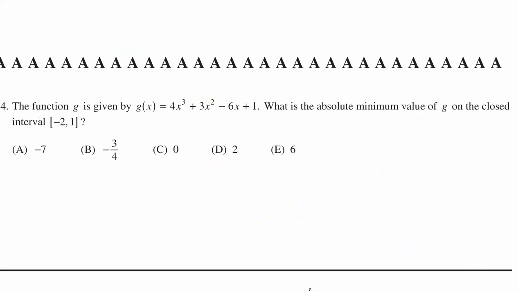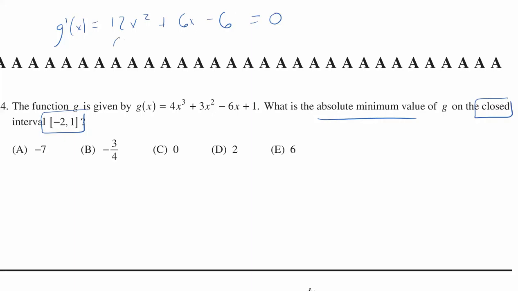Look at number 24. The function g is given by g of x is this. What is the absolute minimum on the closed interval from -2 to 1? So to find critical points, we want to set the derivative equal to 0. So let's go for g prime of x is 12x squared plus 6x minus 6. Set that equal to 0. Factor out the 6. 2x squared plus x minus 1.